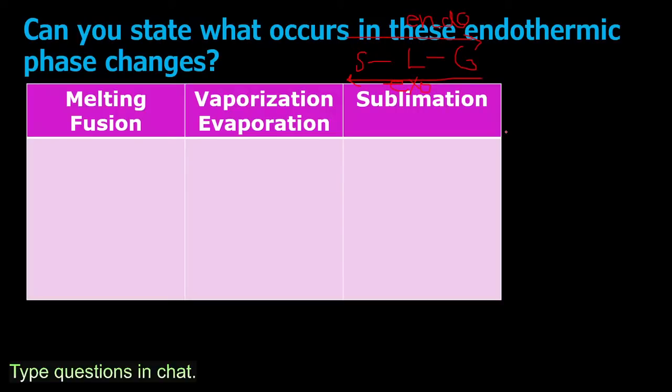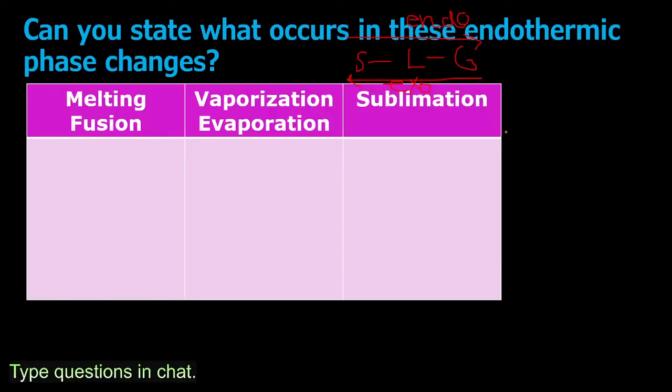So for these, melting or fusion is solid to liquid. Vaporization, evaporation, liquid to gas, and sublimation, I'll tell you, sublimation starts with the letter S, so it is solid to gas. There's my little trick. I don't know, they love to ask sublimation. So if something sublimes, it started as a solid. Something goes through sublimation, it started as a solid, okay? And went to a gas.